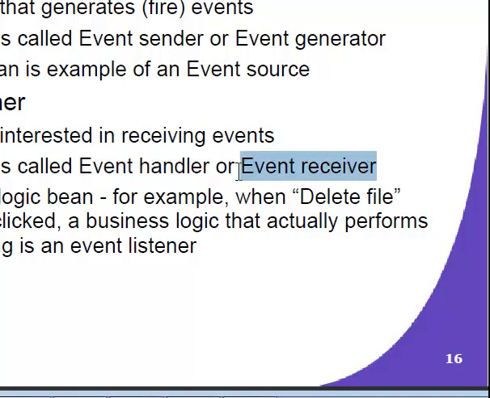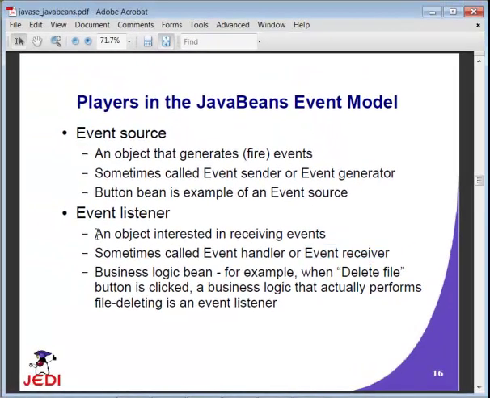We sometimes call it event handler or event receiver. So these three things are the same: event listener, event handler, and event receiver. This is an object that is interested in receiving events, and it will receive events from the event source. What do I mean by an object interested in receiving events? It means the event listener has to register with the event source to indicate its interest in receiving events. Once the event listener is registered with the event source, when the event source generates an event, it will call a method of this event listener object instance.